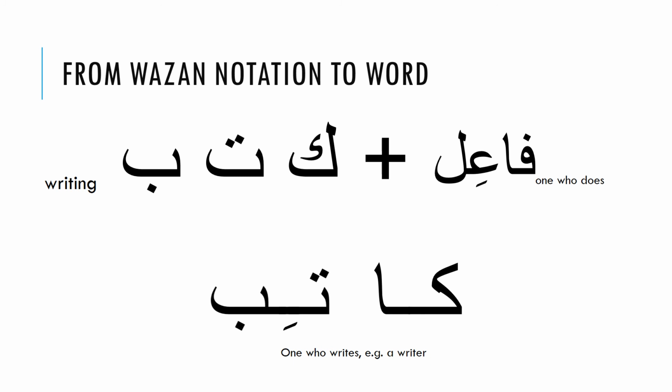So we could talk about a famous katib like William Shakespeare, a famous katib, right? One who writes. And we've combined the fa'il wazn with the kataba jadr, the fa'il pattern with the kataba root.